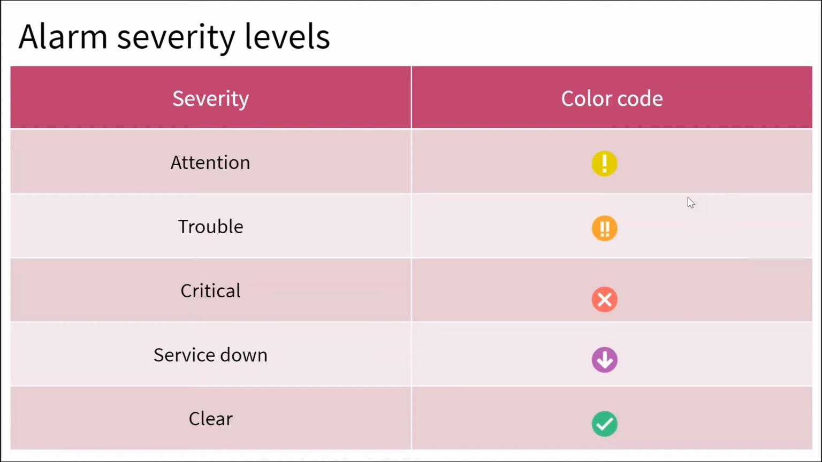And let's begin with our alarm severity levels. These are all the various alarm severity levels available in OpManager. Whenever a device goes down, it is going to raise an attention alarm, which is the least severity alarm available in OpManager. And the next, medium alarm is trouble. But in case of interfaces, that's going to be critical.